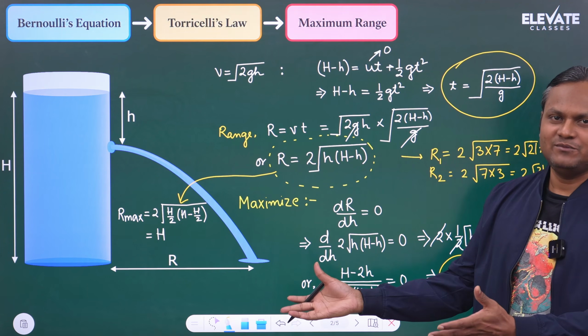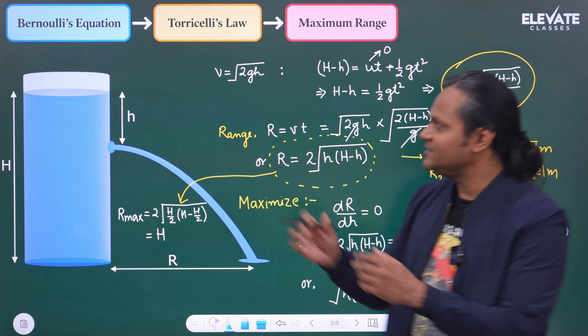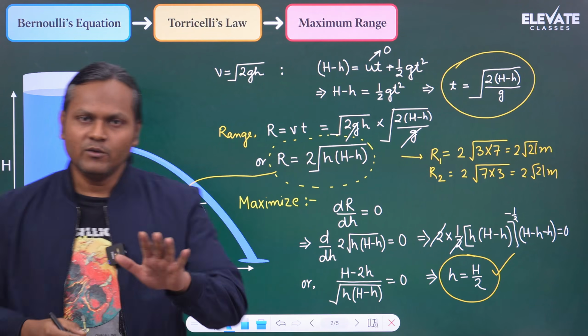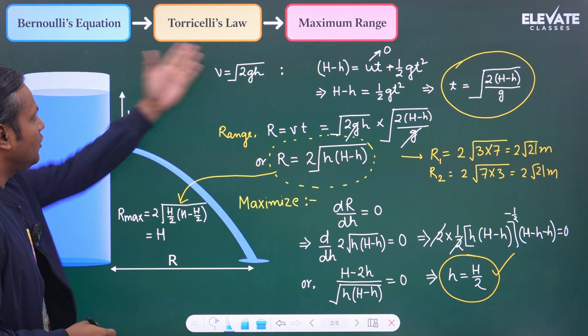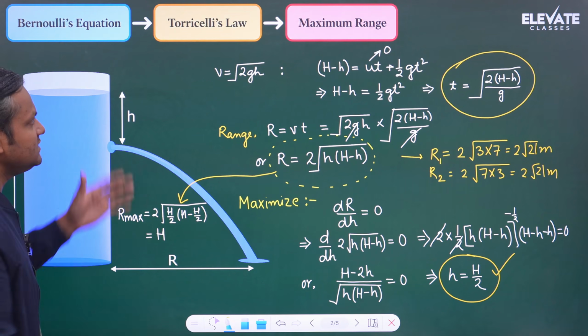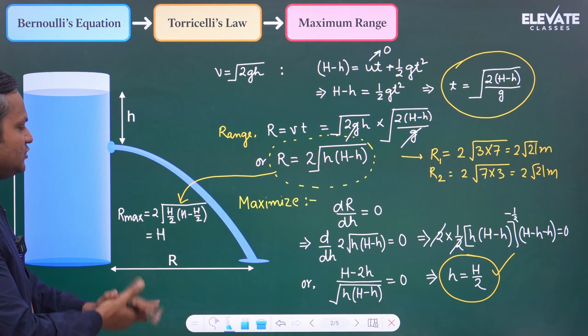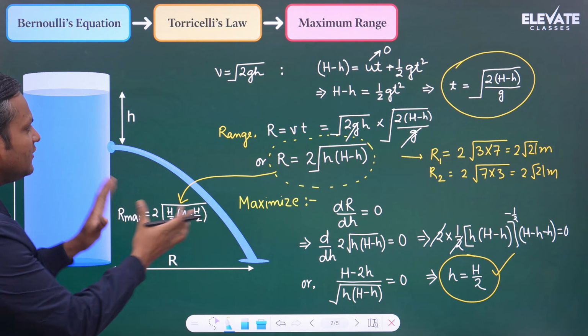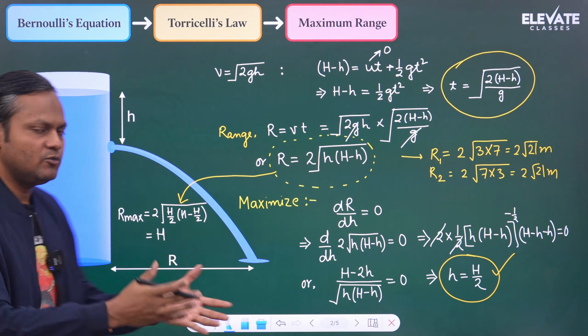So this was an interesting problem which involved some core ideas of Bernoulli's equation, conservation of energy principle, Torricelli's law, velocity of efflux, and small calculations of projectile motion. So I hope you have understood this simple calculation, simple problem.